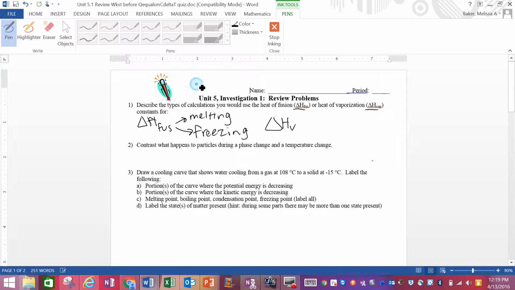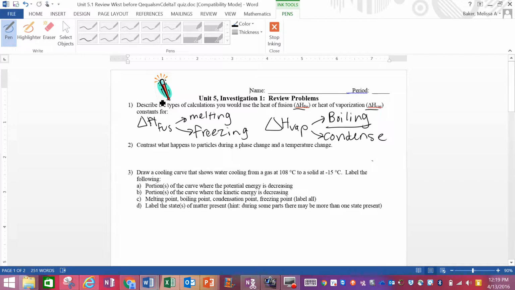And the heat of vaporization you would use if you wanted to calculate how much energy per mole would be required to boil a substance, or how much energy per mole would need to be released by a substance in order for it to condense, go from a gas back to a liquid.